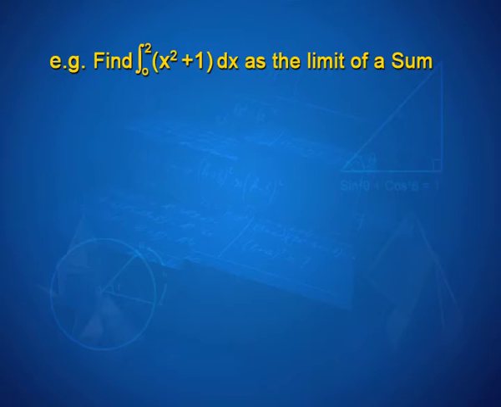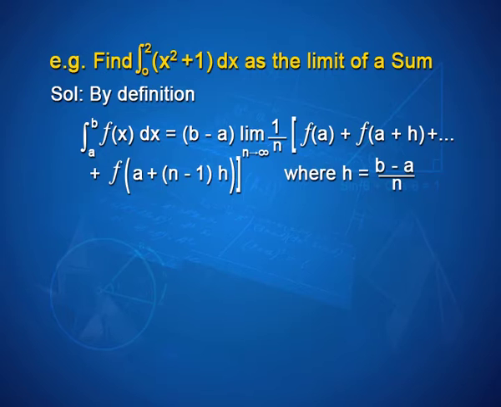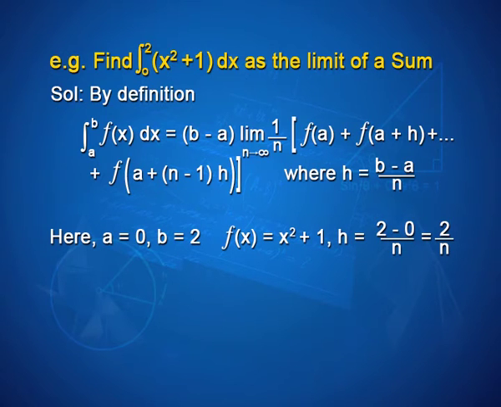Now, let us solve an example. Find the integral from 0 to 2 of x square plus 1 into dx as the limit of a sum. For the solution, by definition, the integral from a to b of f of x dx is equal to (b minus a) into limit n tends to infinity of 1 upon n into [f of a plus f of a plus h plus ... plus f of a plus (n minus 1)h], where h is equal to (b minus a) upon n. Here a is equal to 0, b is equal to 2, f of x is equal to x square plus 1 and h is equal to (2 minus 0) upon n, that is equal to 2 upon n.